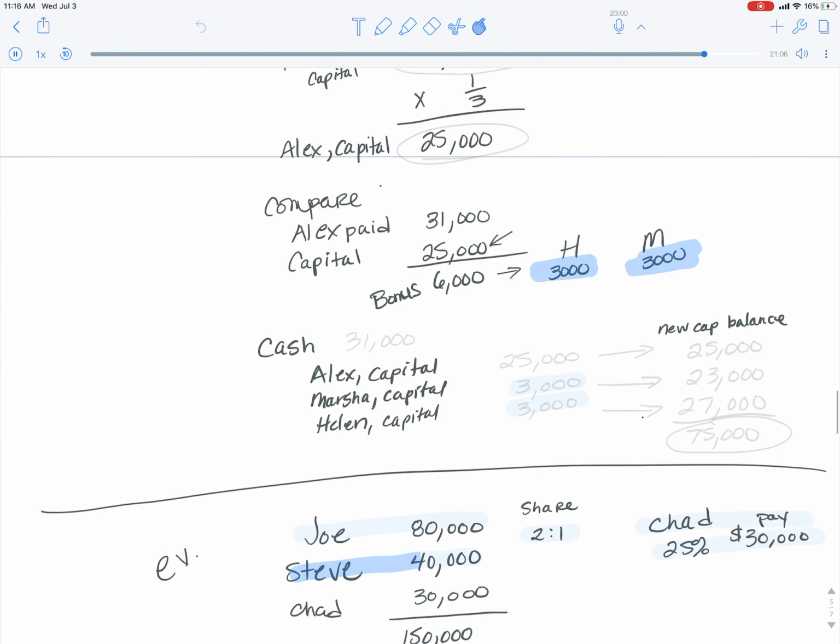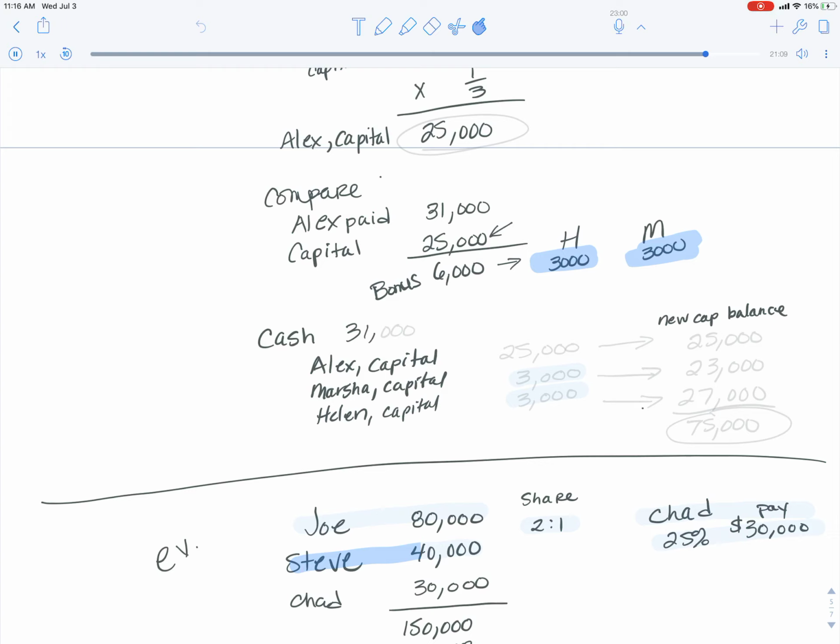Here's what the journal entry would look like. The partnership gets the cash. So this is where our assets increase. And Alex gets $25,000 in his capital account. Well, our journal entry doesn't match, because we have that $6,000 bonus that's the difference. Well, in this situation, Marcia and Helen split that $6,000, and that gets added to their capital account.